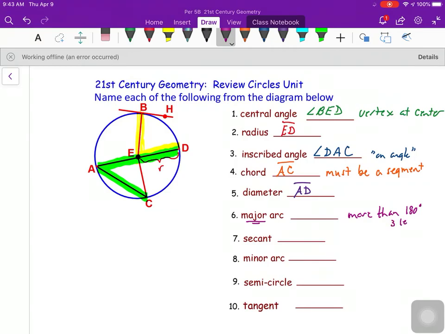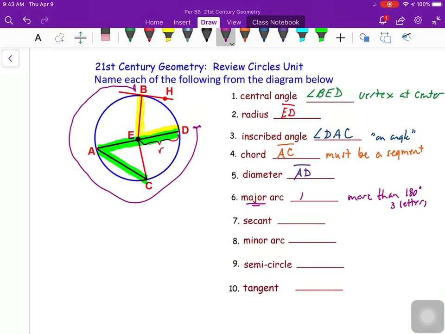A major arc. Now, major arc means it's more than 180 degrees. And we have to use 3 letters. So I believe that if I started at D and I went all the way around to B, I'm going to name that DAB. And then I have to put an arc symbol on the top.